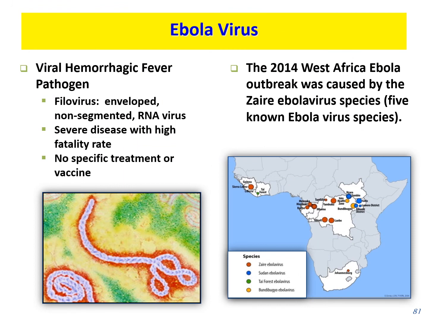When we talk about that viral hemorrhagic fever pathogen, down here at the bottom is a picture of that filovirus. It's non-segmented. It's an RNA virus. It's the severest disease with a high fatality rate. No specific treatment or vaccine. The 2014 West African Ebola outbreak was caused by the Zaire Ebola virus species. There are 5 known Ebola virus species. The difficulty with viruses is sometimes they can mutate and change the way they're transmitted, change the way they present, and change their fatality rate.